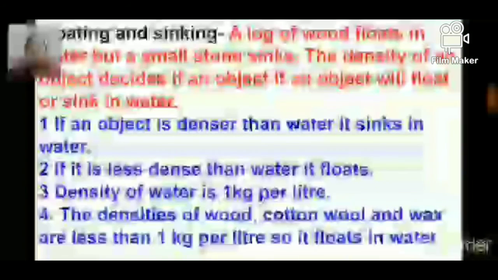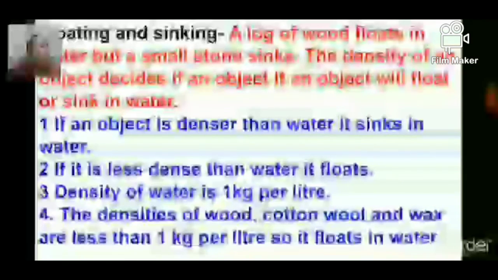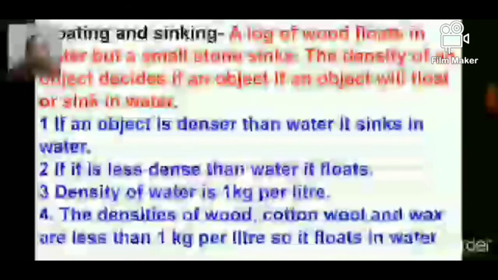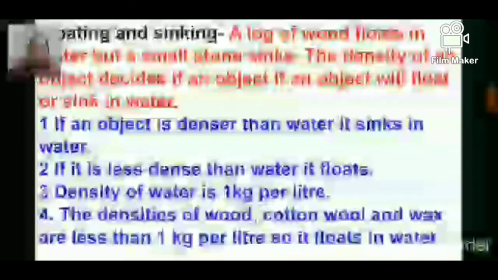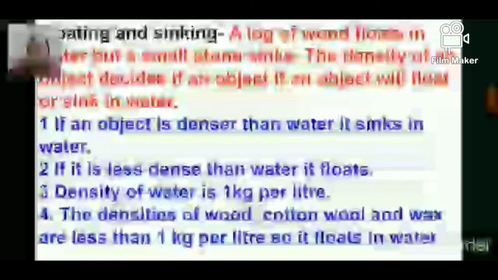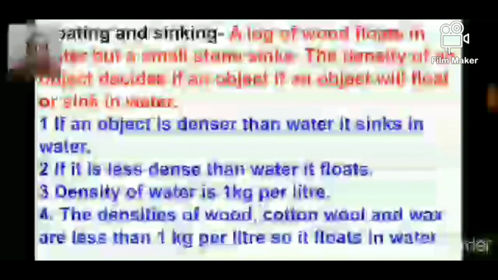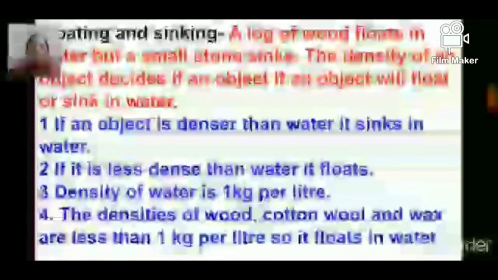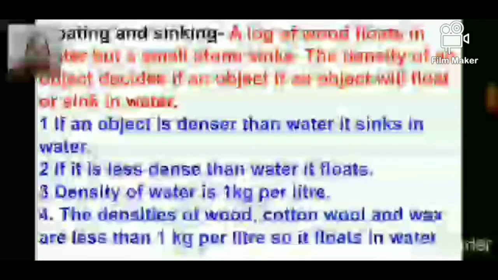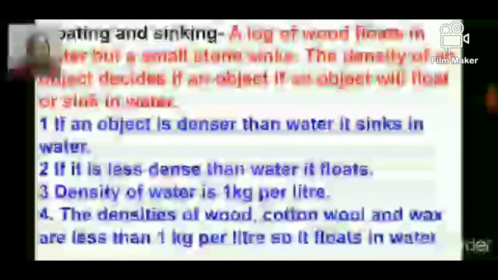Now, what is the density of water? The density of water is 1 kg per liter. It means 1 kg of water weighs 1 liter. Density of water is 1 kg per liter. Now children, there is a difference in kg and liter. If you see the oil can, you will come to know that this much kg is equal to this much liter. This is again your homework.